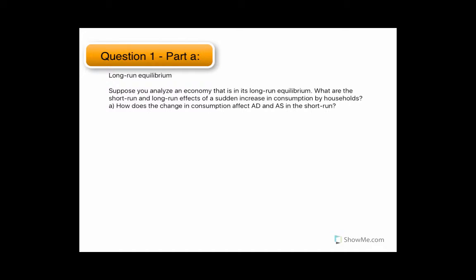Okay, so first, like it says, we're talking about an economy that starts in long-run equilibrium. And then what are the short-run and long-run effects of a sudden increase in consumption from households? Okay, and part A of this question asks us, how does the consumption change affect aggregate demand and aggregate supply in the short run? So first we just want to talk about the short run.